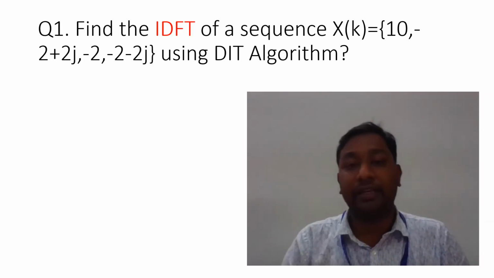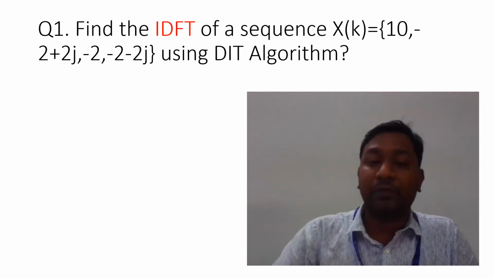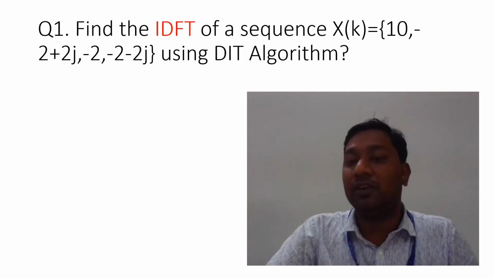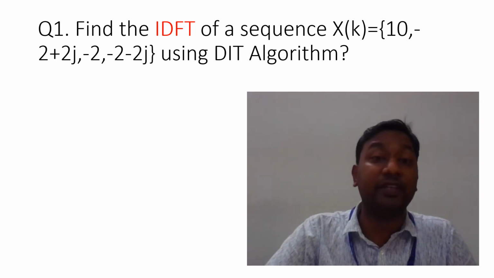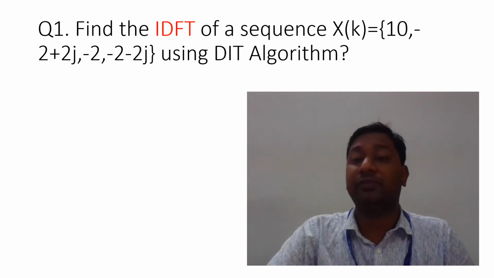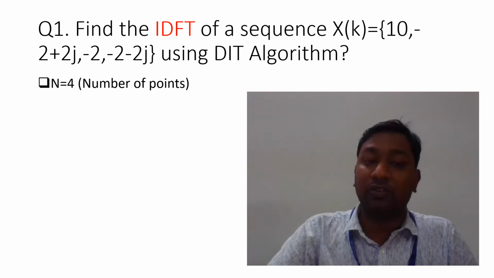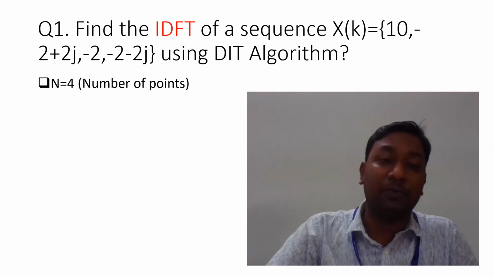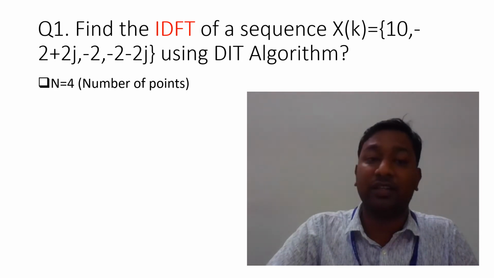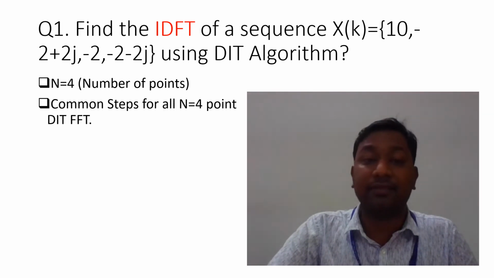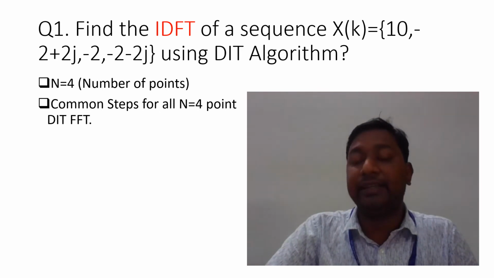Now let's see what is IDFT. In the IDFT, the output of the DFT becomes the input, and we find out the value of x of n. Here x of k is given, so we should find out the value of x of n. Here x of k given is a 4-point sequence. For IDFT, the first step is common: we find out the number of points, N equal to 4, if capital N value is not given. Next, some common steps for all IDFT using DIT algorithm problems considering N equal to 4.